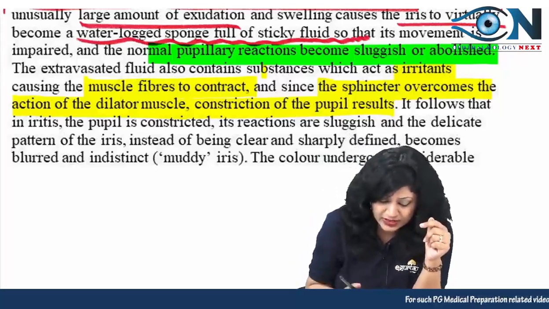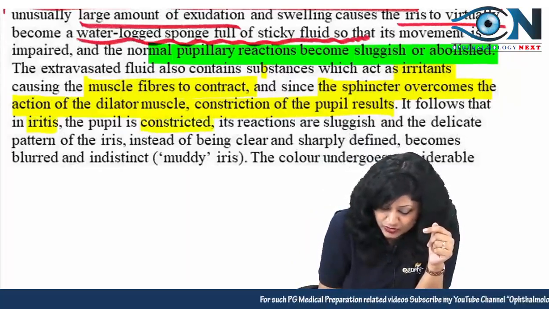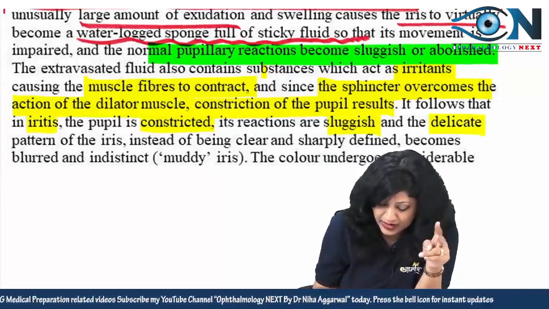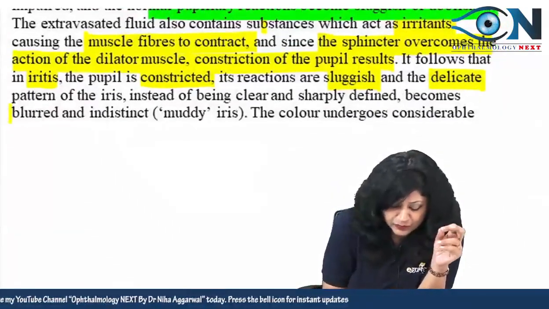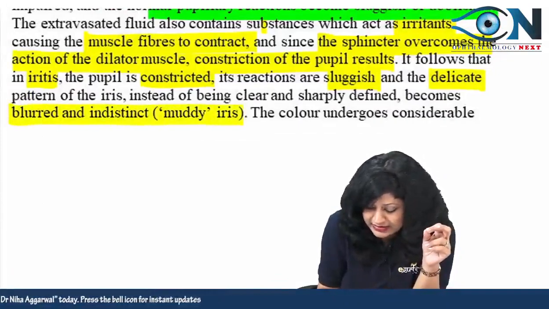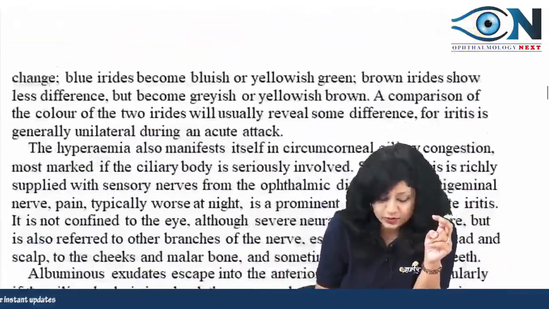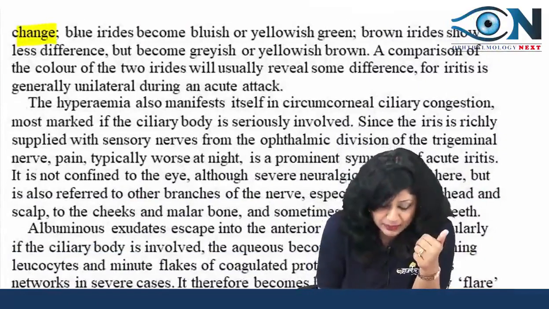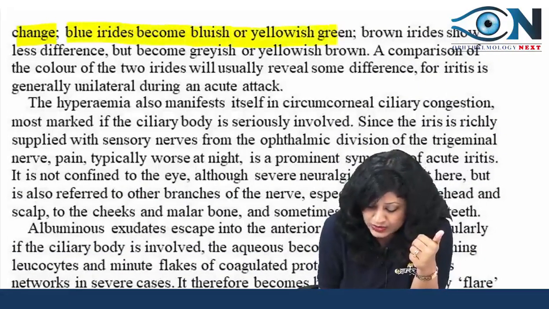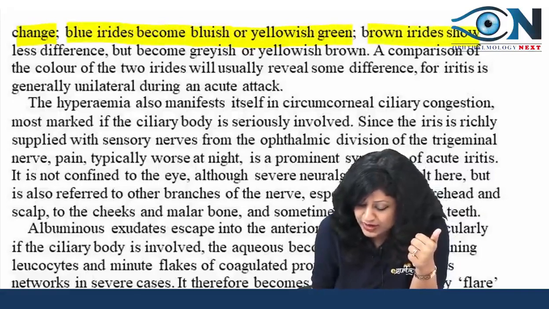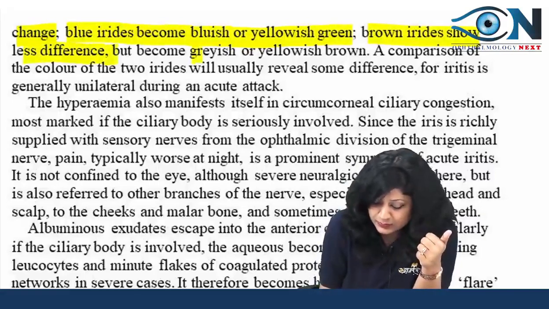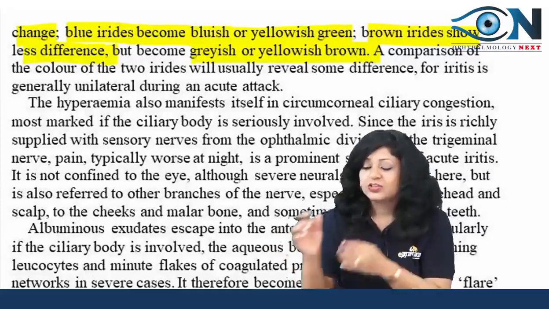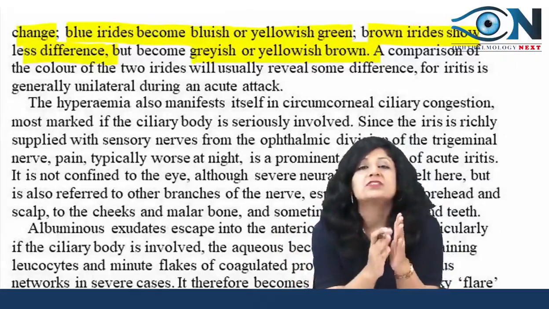It follows that in iritis you will get a constricted pupil with sluggish reaction, and the delicate pattern of the iris, instead of being clear, becomes very blurred and indistinct. The color also undergoes considerable changes. So what are the color changes? The blue iris becomes bluish or yellowish green, or the brown iris shows less difference but becomes grayish and yellowish brown. So in total I can say that there will be a change in the color as well as the structure of the iris.